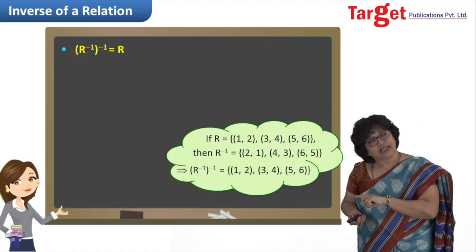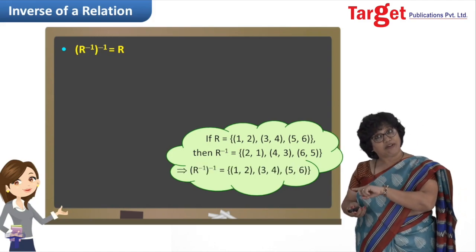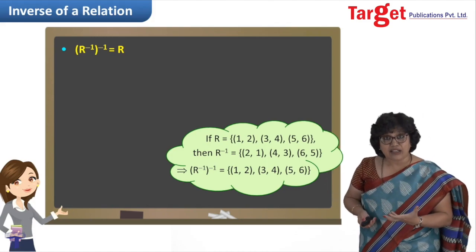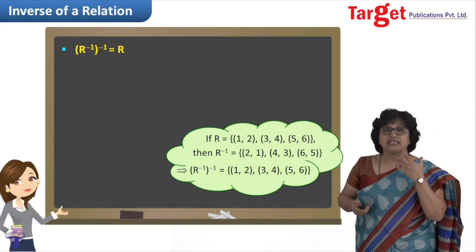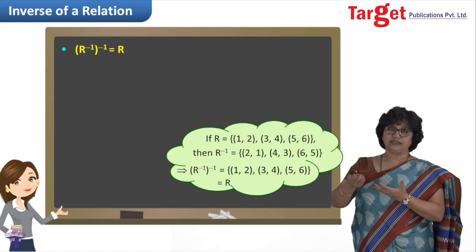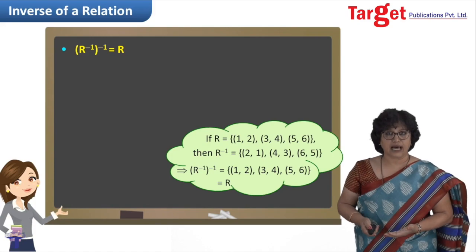And then (4, 3) will become (3, 4), and (6, 5) will become (5, 6). And what is this? This is the inverse of R inverse, and this is again nothing but R. So the inverse of R inverse would be nothing but R.